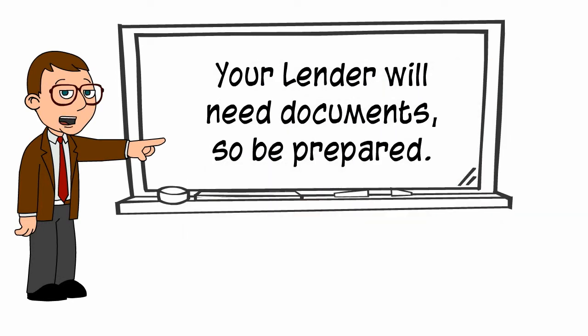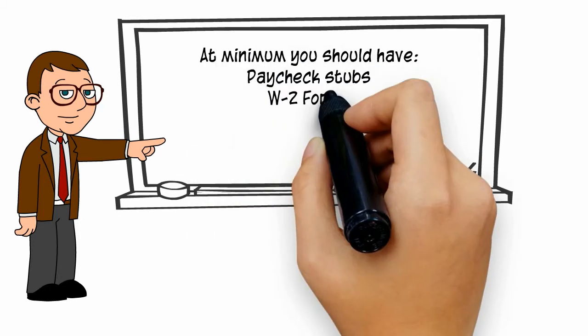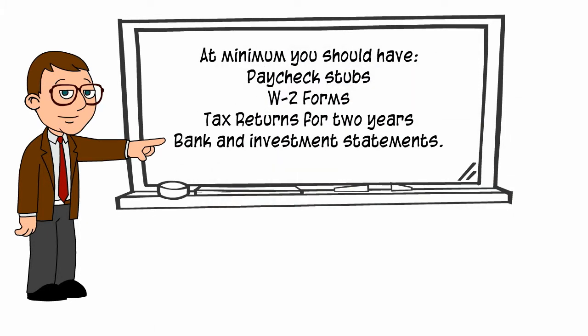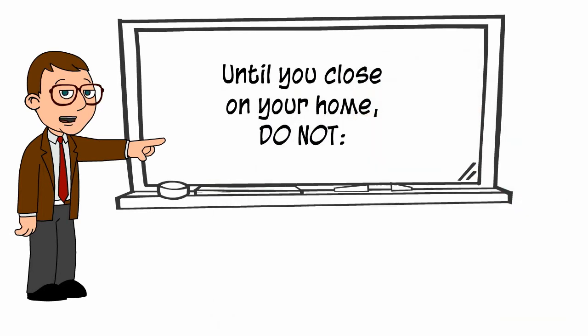Your lender will need documents, so put on your track shoes and be prepared. At minimum, you should have paycheck stubs, W-2 forms, tax statements for the last 2 years, and bank statements, usually for the last 3 months. Time is of the essence, so it's important to get these to your lender very quickly. There are a number of do's and don'ts when it comes to getting your mortgage loan. Please make sure that you follow all the timelines very carefully and you get everything that your lender needs from you as quickly as possible.